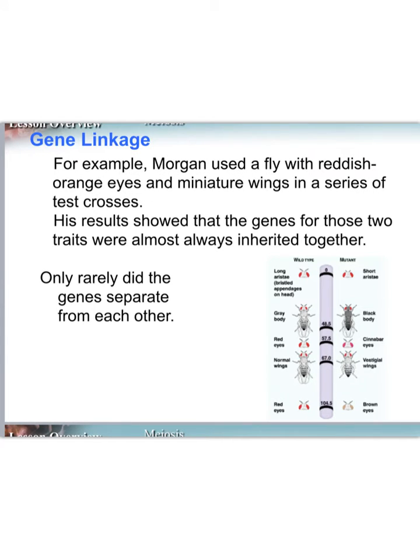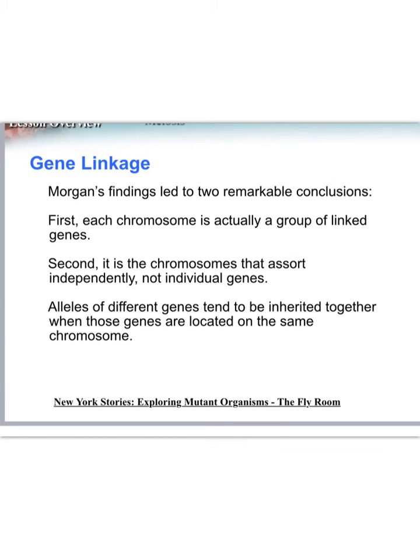For example, Morgan used a fly with reddish-orange eyes and miniature wings in a series of test crosses. His results showed that the genes for those two traits were almost always inherited together. Only rarely did the genes separate from each other. Morgan's findings led to 2 remarkable conclusions. First, each chromosome is actually a group of linked genes. Secondly, it is the chromosome that assorts independently, not individual genes. Alleles of different genes tend to be inherited together when those genes are located on the same chromosome.